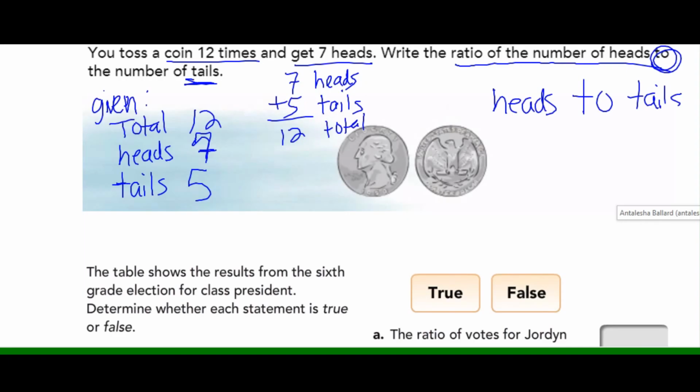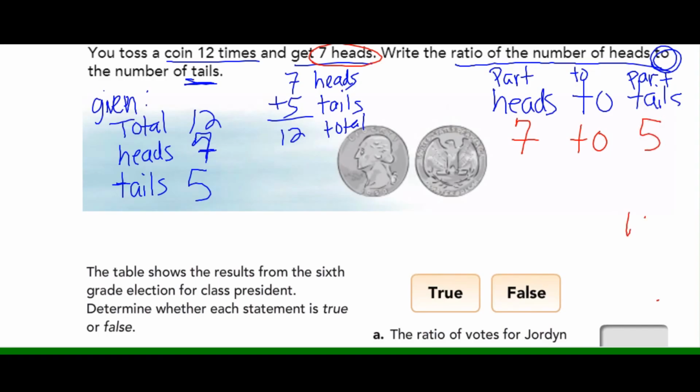So that's that. So this is going to be a part to part ratio. It's really important for you to know what type of ratios you're dealing with. A part to part ratio. So you should not use the 12, because the 12 is the total times the coin was tossed, which includes heads and tails. So the number that we need to use to represent heads is going to be the 7. And then the number that we should use for tails is not the 12, but it should be the 5.